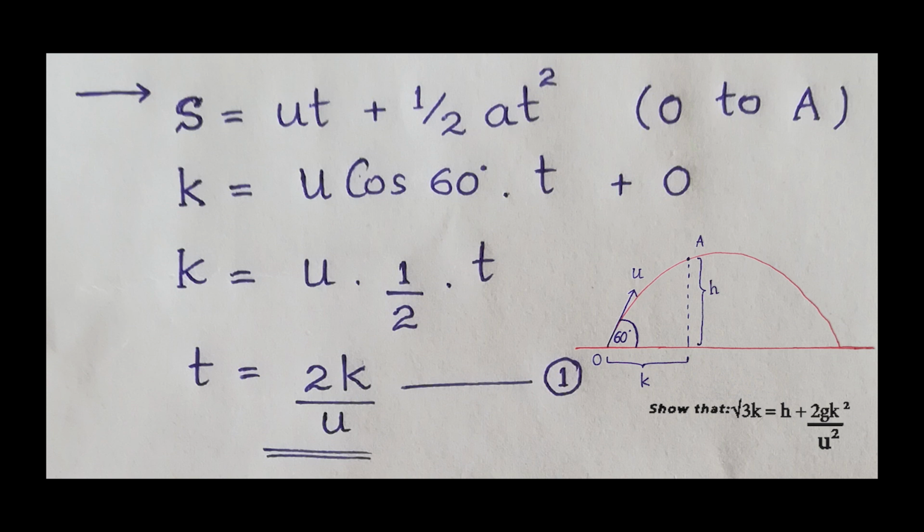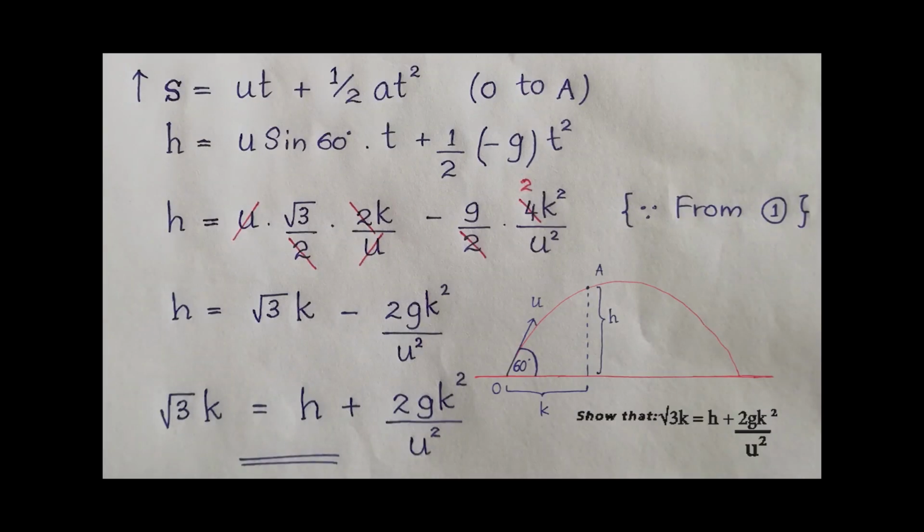So first I am going to apply that horizontally from O to A. Horizontal displacement is k. Horizontal component of the initial velocity is u cos 60, into t. t is the time which I am going to take for the particle to travel from O to A. Then I can get t as 2k over u.